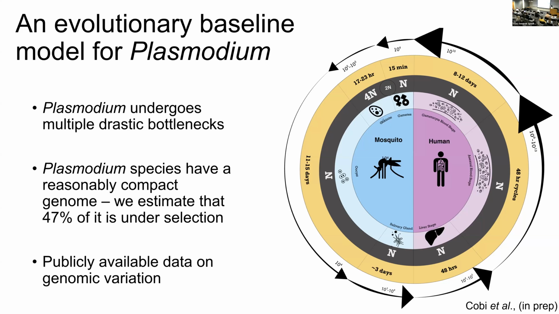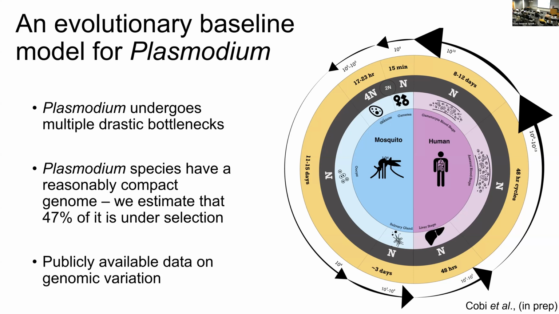Plasmodium is very similar, so it undergoes multiple drastic bottlenecks. One of the things we've done here is in its life cycle, the arrows here are proportional to what kind of a bottleneck it undergoes. So in one life cycle, it goes through at least 6 or so bottlenecks, and some of them are extremely drastic, where they go from like 10 to the 13 individuals to like 10 to the 4. So the bottleneck size is huge. And we've also estimated that these genomes are reasonably compact, so 47% of the genome is under selection.